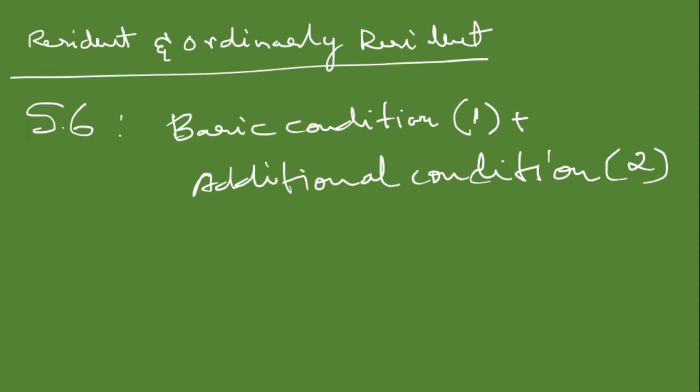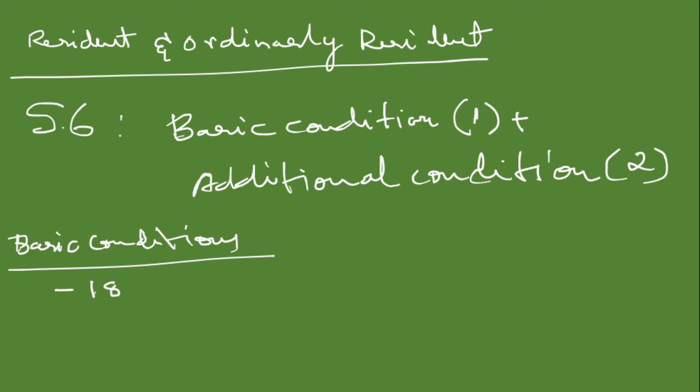So what are the basic conditions? Let us discuss that. The basic conditions are presence in the country for at least 182 days during the previous year, so that we can say that he is a resident or ordinarily resident. Present in the country for at least 182 days during the previous year.